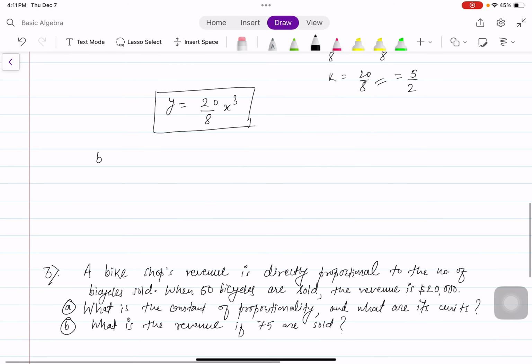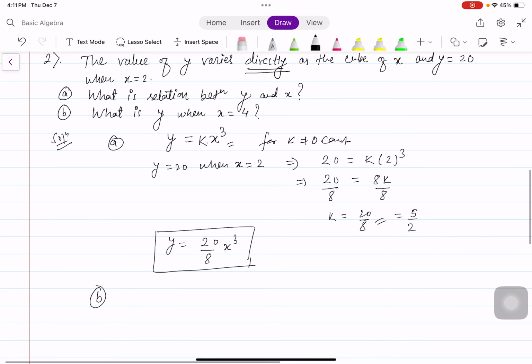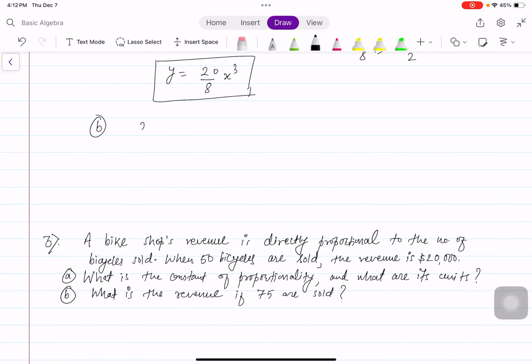Next, part B. What is y when x is 4? When x is 4, y can be found from this relation. So 20 over 8, and 4 cubed is 4 times 4 times 4, so 4 times 2, and 2 times 4 is 8. So this is 20 times 8, so this is 160.